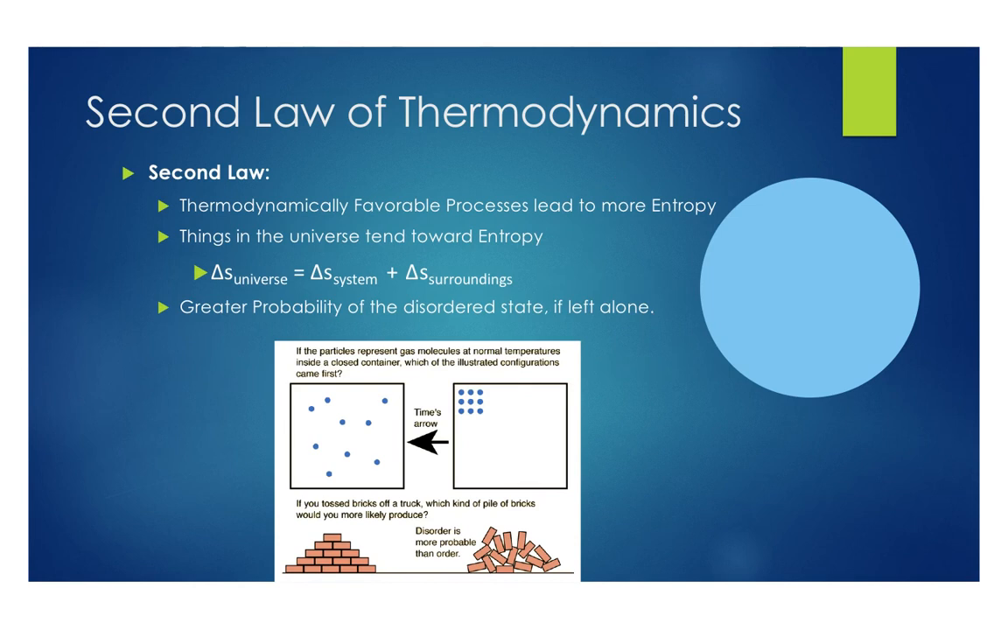All right, with that set up, we run into another interesting consequence of entropy. If we think back to the second law of thermodynamics that we talked about a few days ago, it says that thermodynamically favorable processes lead to more entropy in the universe. Things in the universe tend toward entropy. If we define the universe as the change in entropy in the system plus the change in entropy in the surroundings, we can write an equation: the entropy change of the universe is equal to the entropy change of the system plus the entropy change of the surroundings of our system. That would make up the universe.